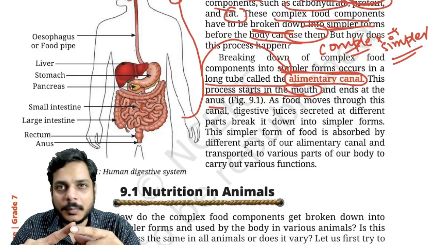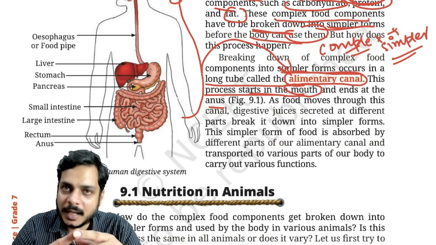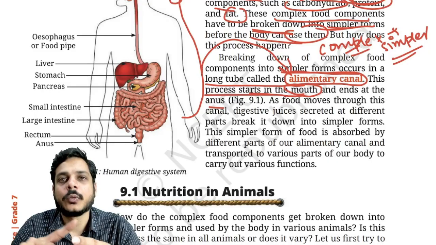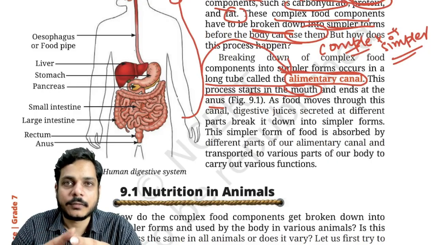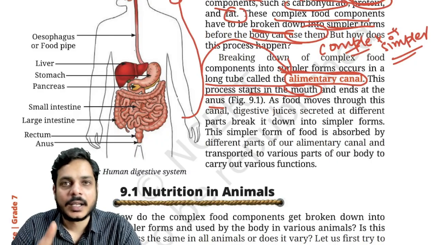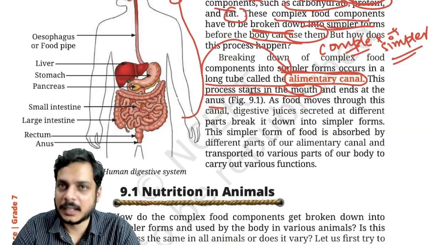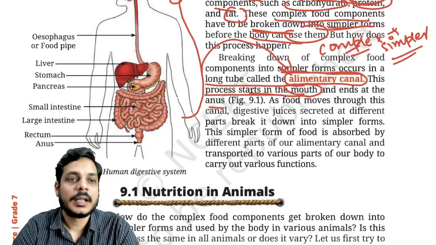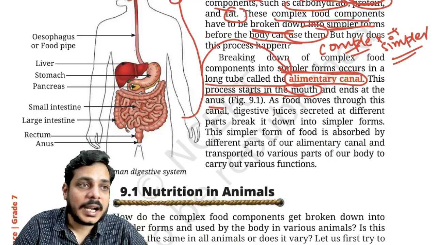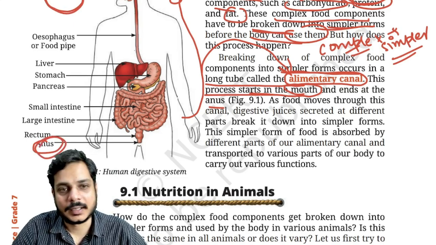First, there would be consumption of food. Food will have various kinds of complex substances in the form of carbohydrates, proteins, and fats. To derive energy out of them, to sustain our life processes, we need to break them down into simpler substances. There is a mechanism provided within our bodies for this, and that whole thing is called the alimentary canal. You see here, the process starts through the mouth and ends with the anus, right?